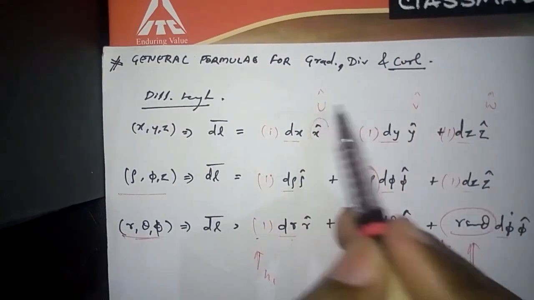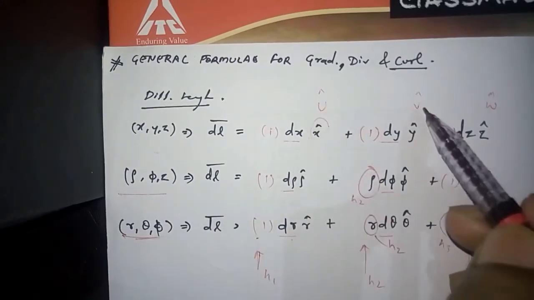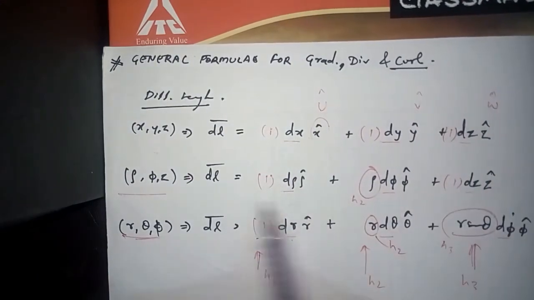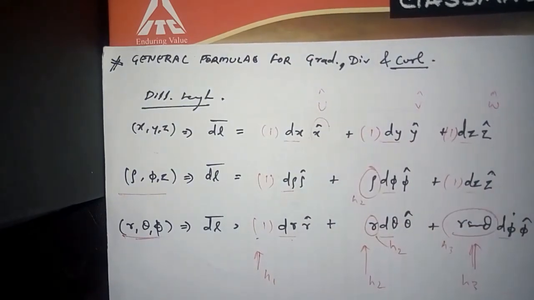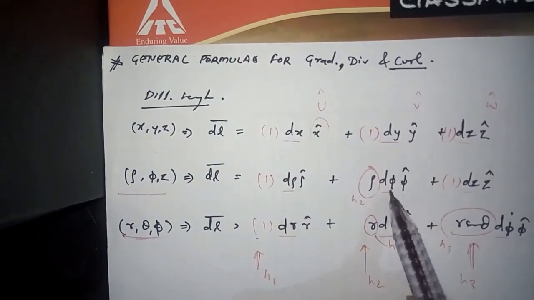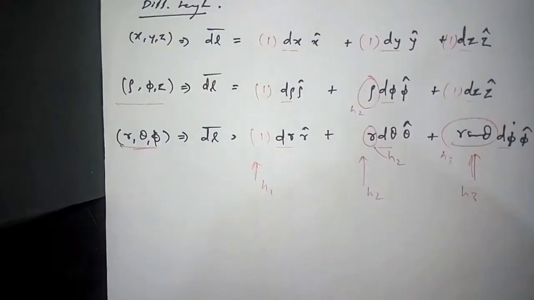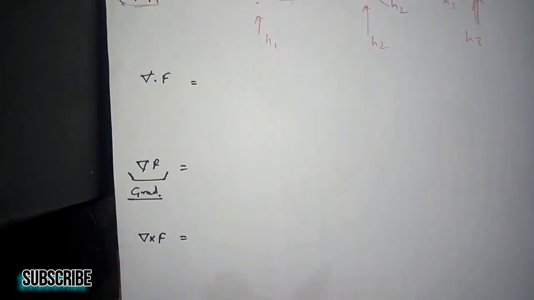Okay, so x y z in Cartesian coordinate, rho phi z in cylindrical coordinate, and r theta phi in spherical coordinate system. So this is u v w, u v w, u v w, like that. This is the thing which you have to learn to apply the general formula. So let's start writing the general formula for gradient.